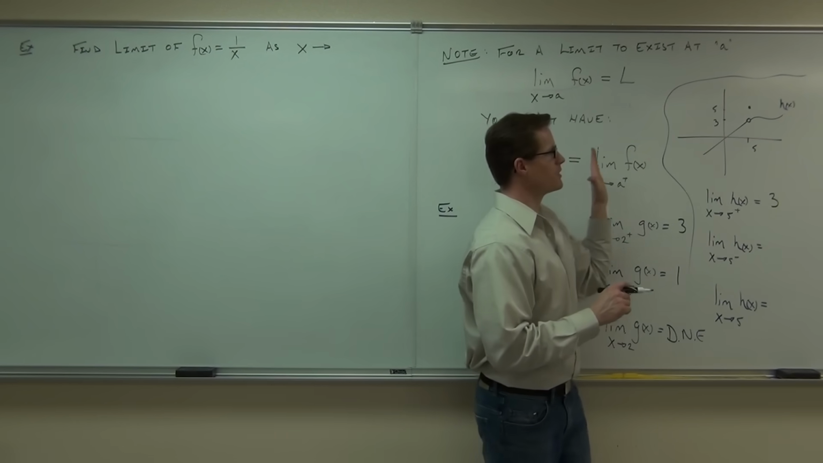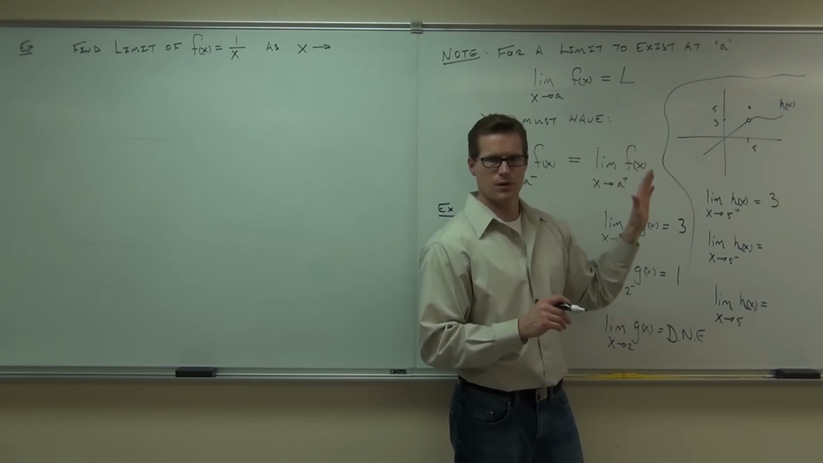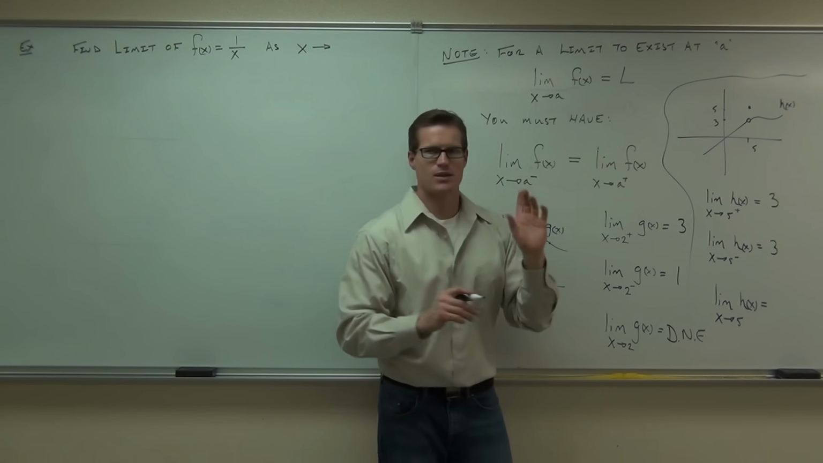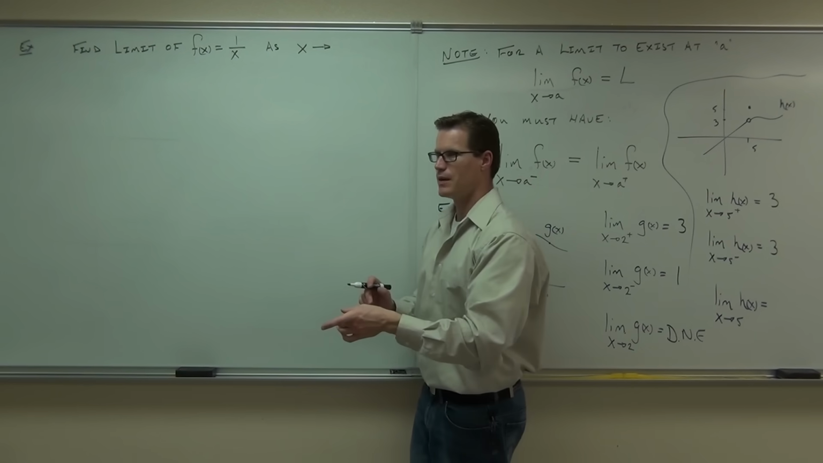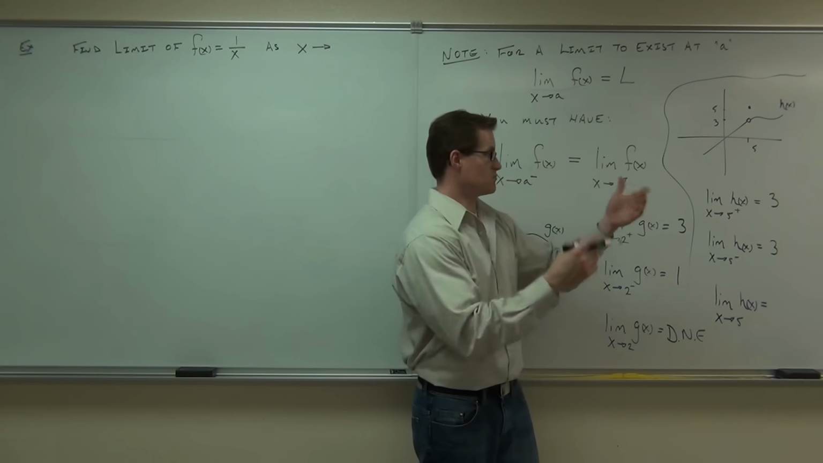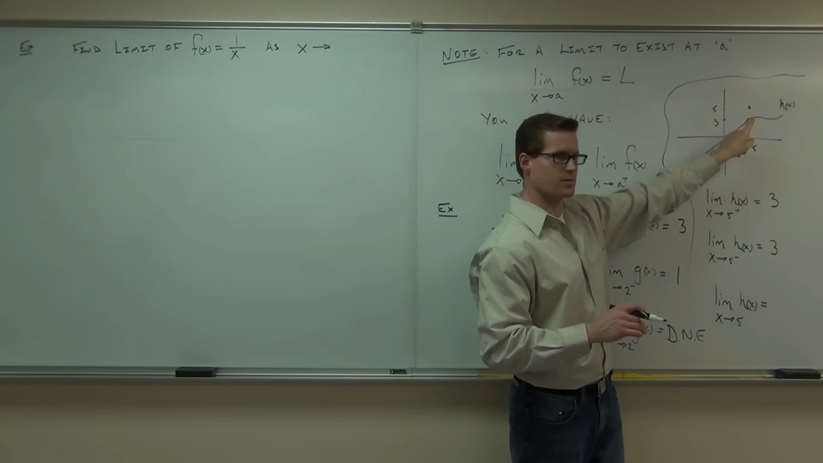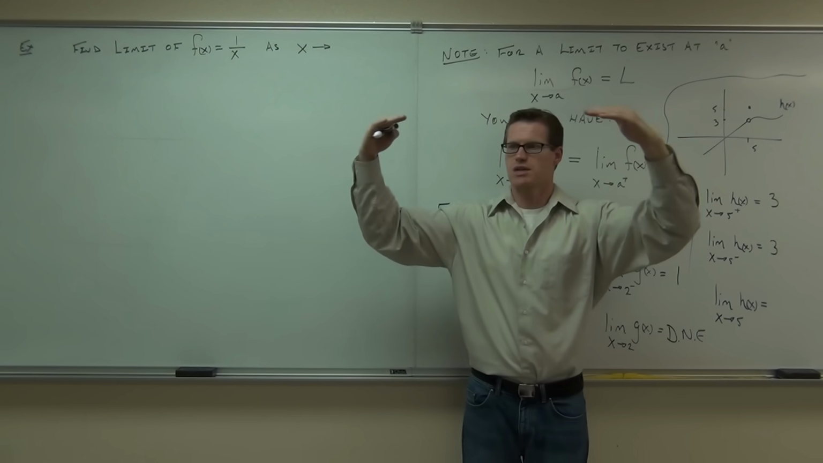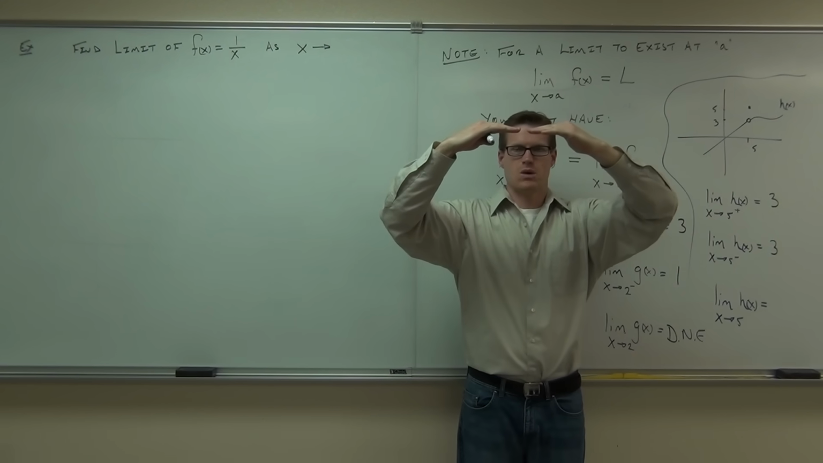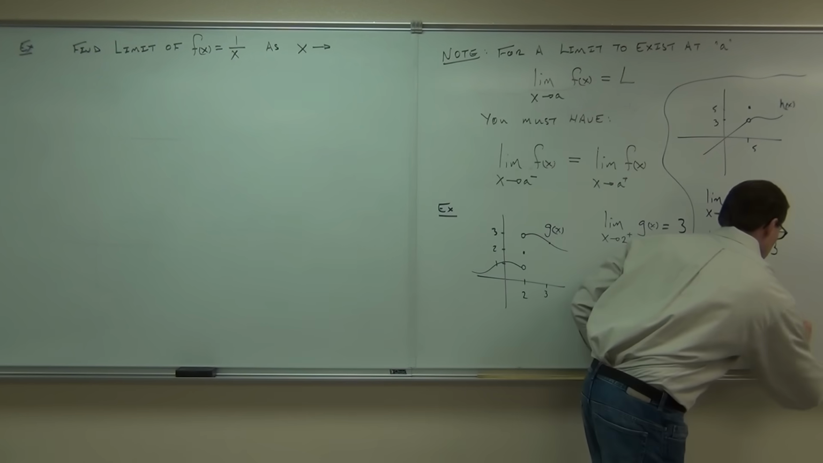From the left, what's the y value getting towards as your x value is getting towards 5? 3. Good. Is the right side limit the same as the left side limit? Yes. Does the limit exist? Yes. Absolutely. Why? Don't care what happens at that point. Just because this point doesn't fill in that hole, it doesn't matter. As long as the function's value is going to the same exact spot from both sides, do we care what happens when we get there? No. We don't care about that. We care about this. That limit is 3.